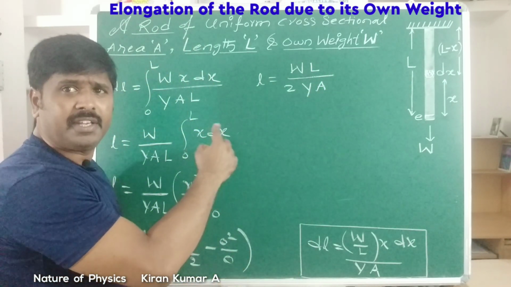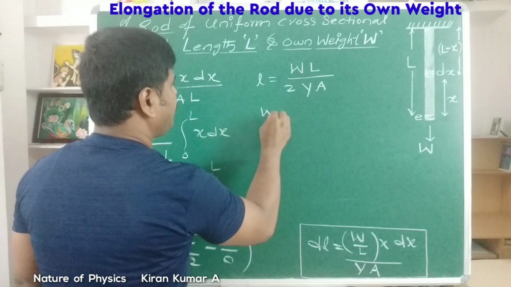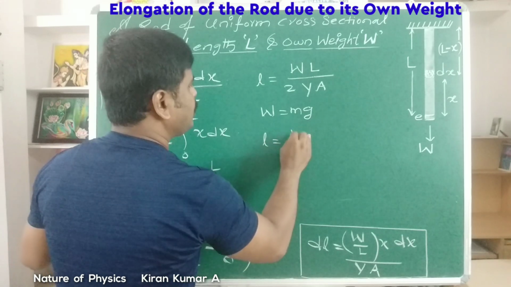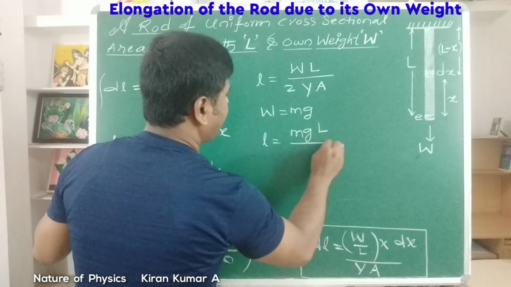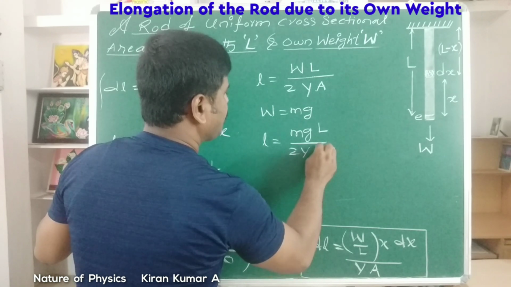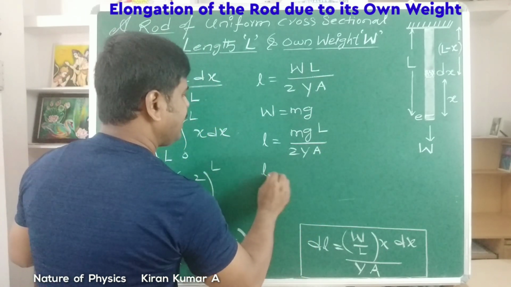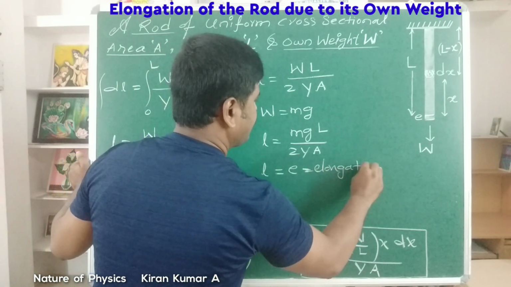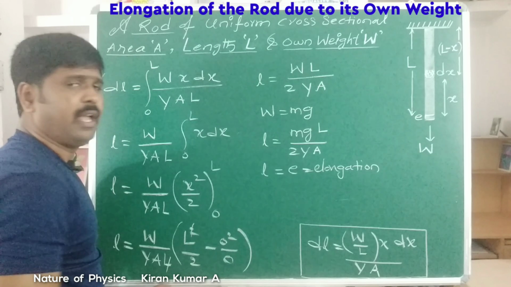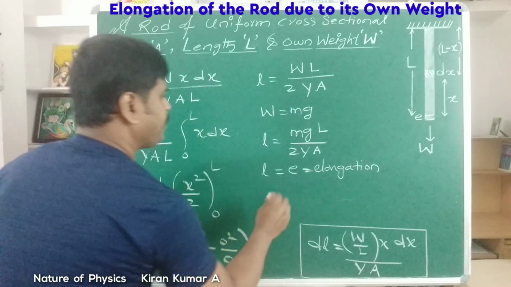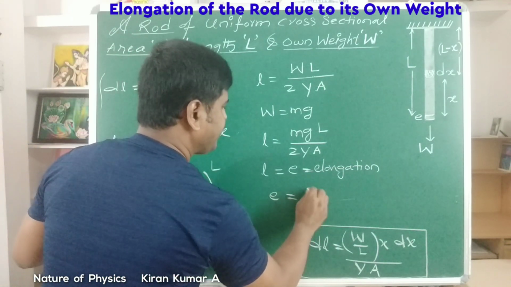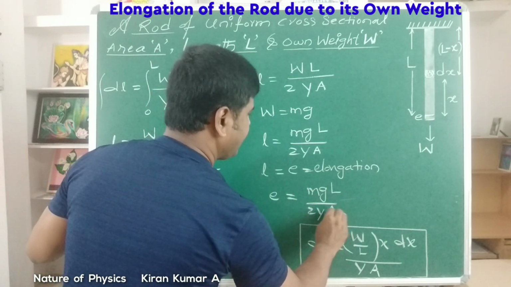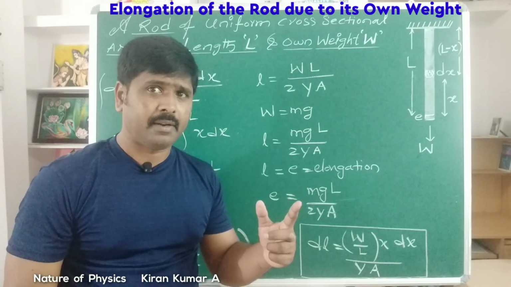And continuing, here we can replace weight W with mg. So E is equal to mgL divided by 2 into Y into A. Here E is equal to the elongation. Now I am replacing small l with the elongation. Okay, so we got the elongation equal to mgL divided by 2YA. One more step is there, just a second.